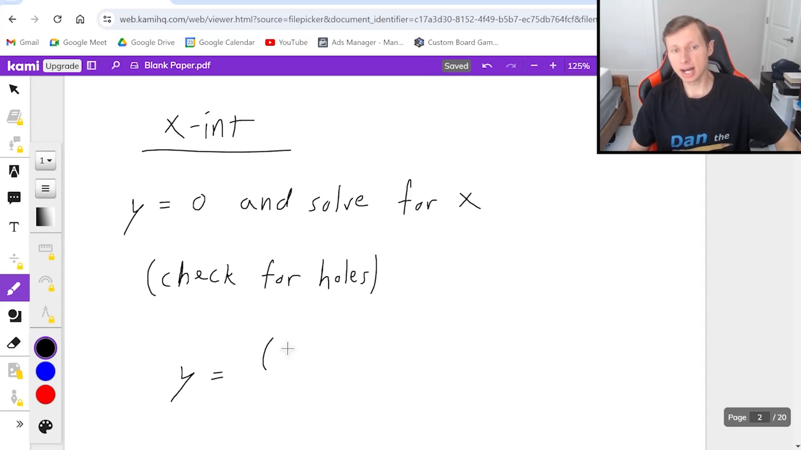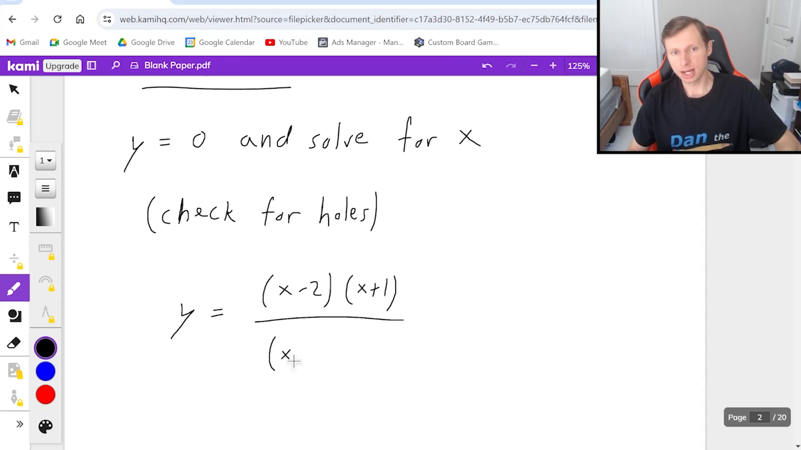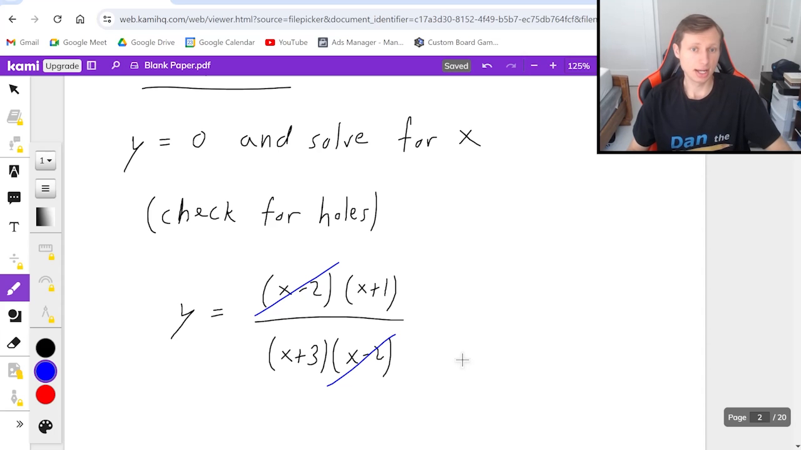If, for instance, I have (x minus 2)(x plus 1) over (x plus 3)(x minus 2), the x minus 2 would cancel because it shows up in the numerator and the denominator, making it a hole at x equals positive 2. It would not be a vertical asymptote. It would not be an x-intercept. It is only called a hole, and that happens whenever it cancels in the numerator and the denominator. And we have to check for that with the x-intercepts. It's not going to happen for the y-intercept, but it can happen for the x-intercept.